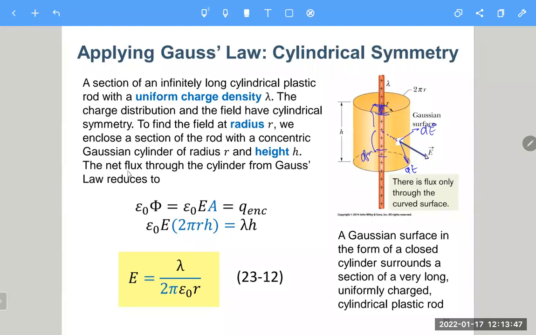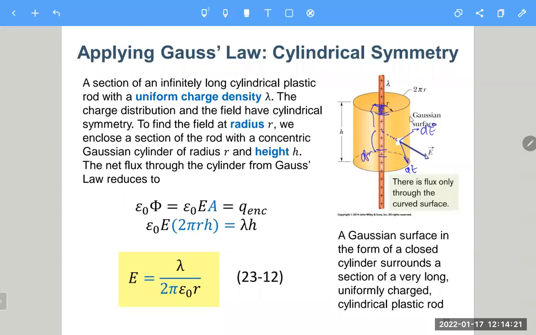Okay, so here we define the Gaussian surface to be this cylinder. The height is h, which is not so important. Finally, you'll find that it just cancels. This is the radius, which is related to the distance from the point you are concerned with to the rod. So the radius is r, and the height is h.